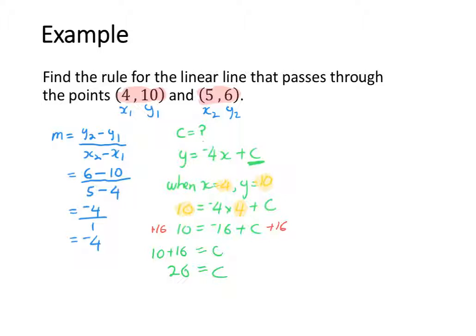Now that I've got my gradient and my y-intercept, I can complete my last step, which is to substitute into the general rule of y equals mx plus c. So once I substitute, it's going to be y is equal to my gradient of negative 4x plus my y-intercept of 26. So the rule for a linear line that passes through the points (4, 10) and (5, 6) is going to be y is equal to negative 4x plus 26.